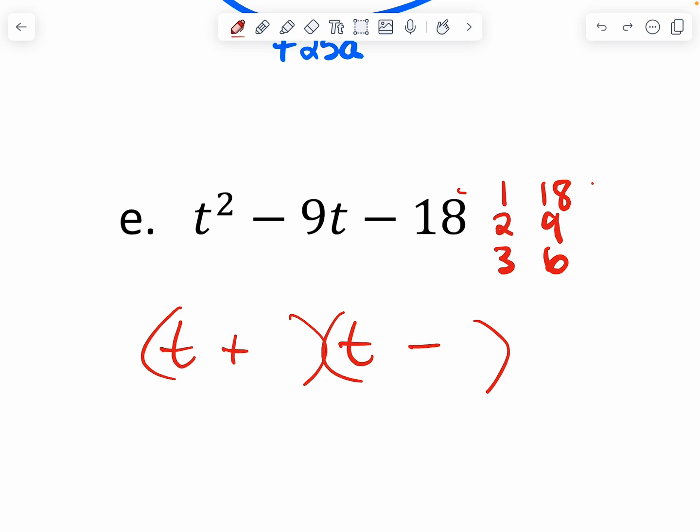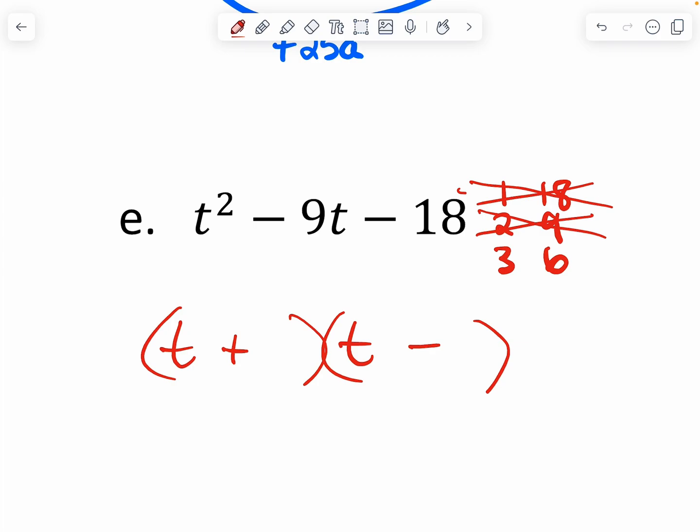Well, I know 1 and 18 are way off. That's not going to make negative 9, even if I make one of them negative. 2 and 9, if I think about that, that's not going to make negative 9 if I add them together and make one negative. So my only option is 3 and 6.